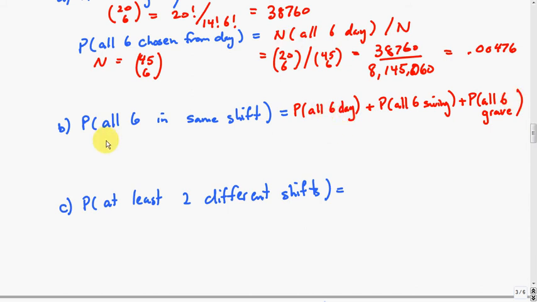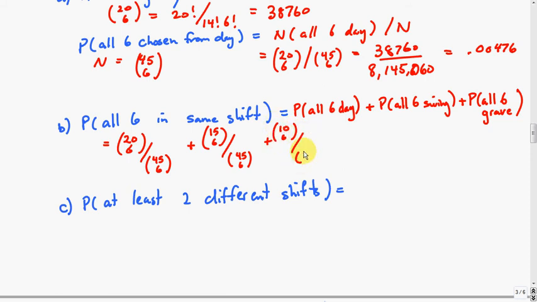We already know the first part of this question. We know the first one is 20 choose 6 divided by 45 choose 6. That was our day workers. And then for the other workers, we know there are 15 swing shift workers. So it would be 15 choose 6 over 45 choose 6. And then for the graveyard shift workers, there's 10 of those. So we'd have 10 choose 6 over, again, 45 choose 6.